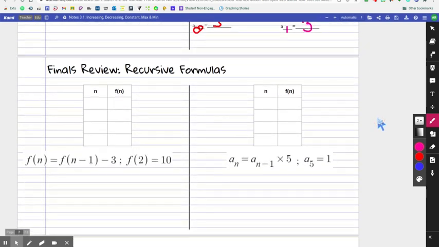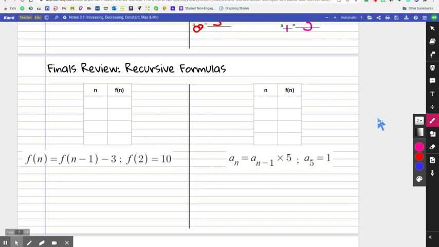So now what I want us to do is fill out a table using the recursive formula. So last class I started with this side, so I'm going to focus on the left side this time. So first we have to figure out our start value. In this f of n is equal to f of n minus 1 minus 3, f of 2 is equal to 10, which part of this tells me my start value, where I begin at?